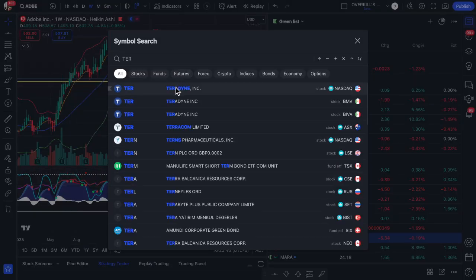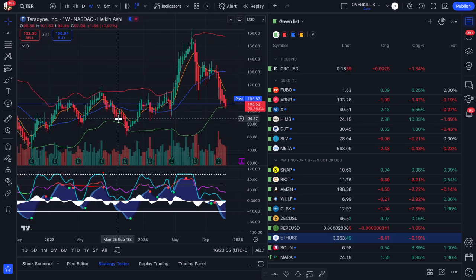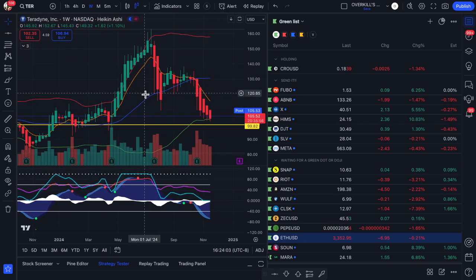TER, you said TER weekly, Teradyne. That one's selling off big. So that's actually back into our Bollinger Band. Okay, another good indication to buy is when we're into that green line. Okay, that's a certain deviation that we like to pay attention to. So $100 is going to be the level to watch on this.